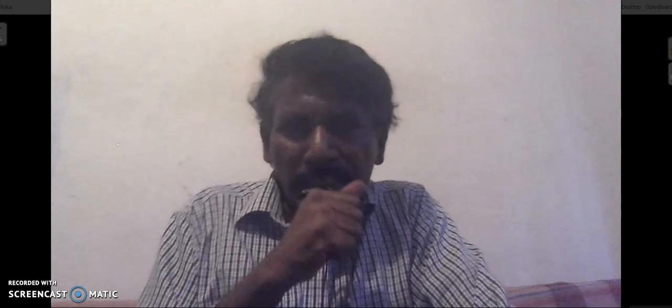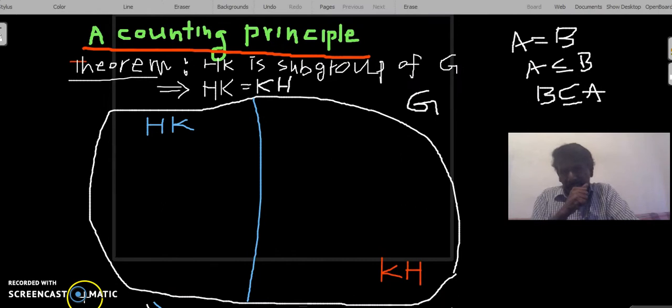The only tool we can use here is that HK is a subgroup of G. Using that tool, we have to prove this. So let me take one element. Suppose x is an element belonging to this particular set HK.